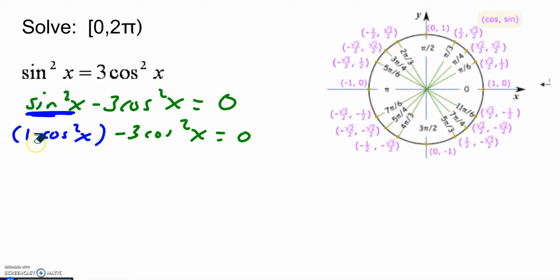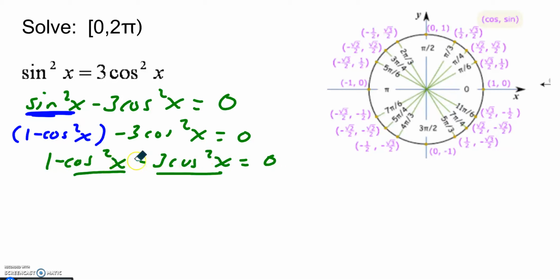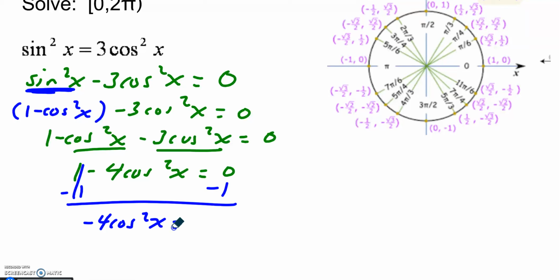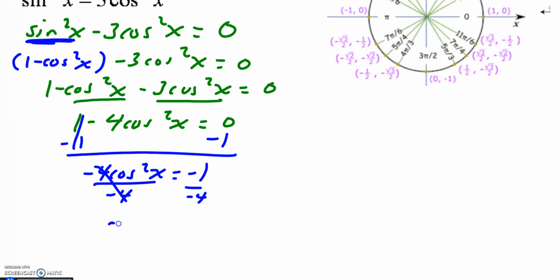So if I simplify this a bit, this is really 1 minus cosine squared x minus 3 cosine squared x equals 0. These two are like terms because they're both squared. So that's 1 minus 4 cosine squared x equals 0. Now, the problem's in terms of only one trig function. So let's solve this like the ones we did before. Let's isolate the trig function. Negative 4 cosine squared x equals negative 1. I'm going to divide both sides by negative 4, and I'm going to get cosine squared of x equals positive 1/4. The trig function is not isolated yet because I need to take the square root of both sides.